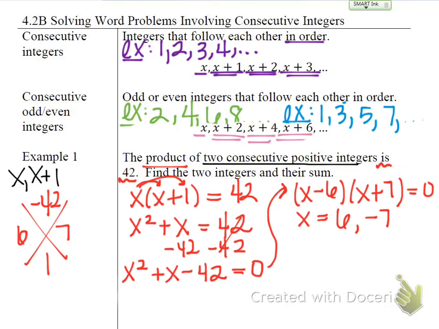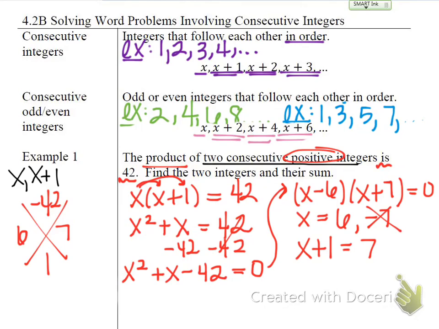I was asked to find two consecutive what? Positive. One of these is not positive. Which one? Negative 7. So my first integer is 6. What is the next integer? If we are looking for positive consecutive, 7. Okay? We're not odd or even, we're just consecutive.